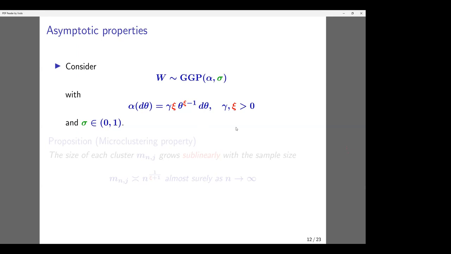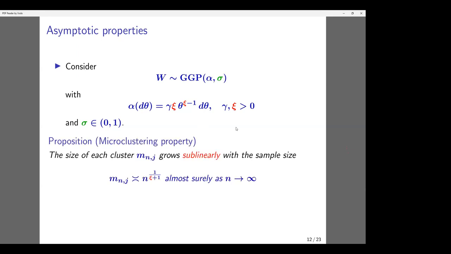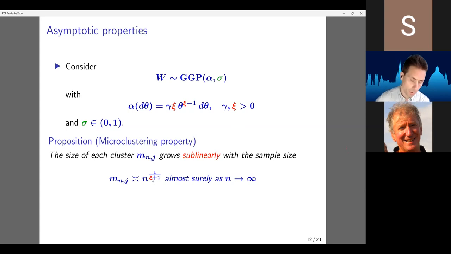So the first property, the microclustering property, is directly related to this parameter xi here. If you use this model, the size of each cluster M_n,j grows sublinearly with the sample size, and you have that M_n,j grows as n to the power 1 over 1 plus xi, almost surely as n tends to infinity. So this parameter xi tunes the microclustering property. If xi goes to zero, then you go back to the linear growth rate of the cluster as in the exchangeable case. And if xi becomes very large, then you've got a smaller and smaller growth rate for the cluster sizes.